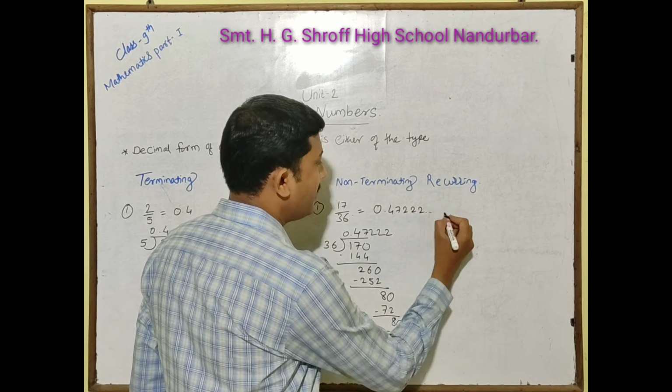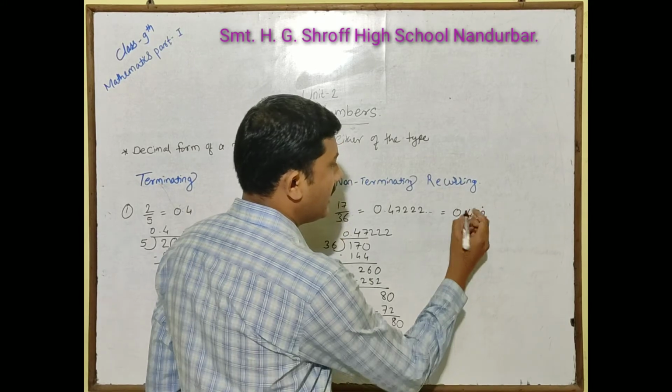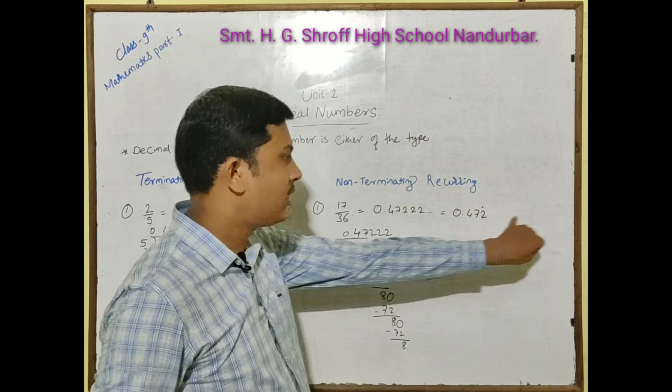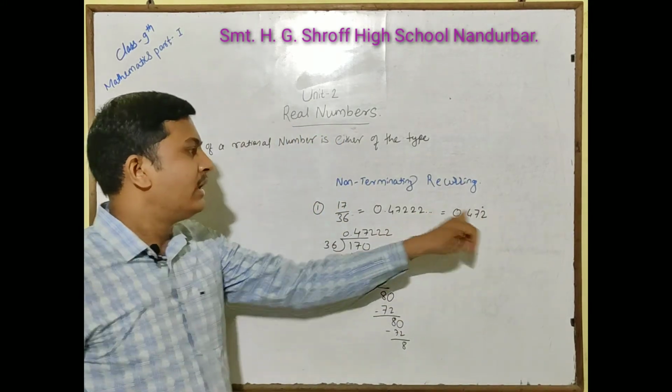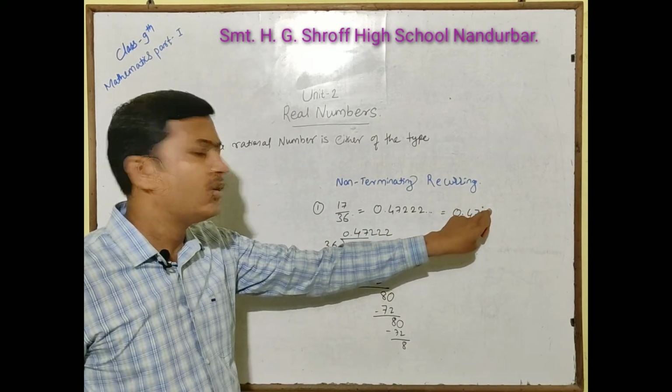That is, simply we can write 0.472, and above the 2 we put a dot. Here 2 is repeated again and again, so we have given a dot over the head of the 2.